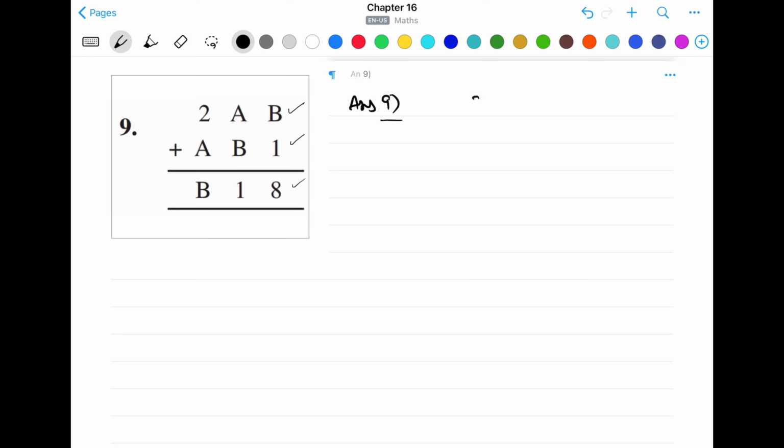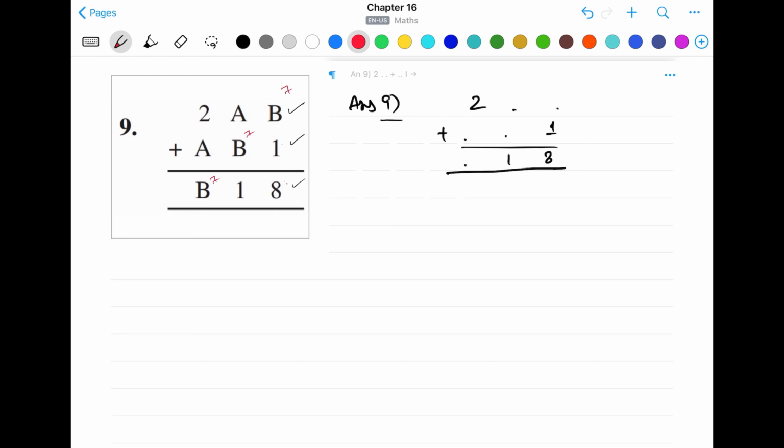Answer number 9. We have 2, then we have a and b added to a, b and 1, resulting as b18. Okay, now simply something is added to 1, so that we get 8 here. That means b is equals to 7. So let's try the 7 here and here also. Okay, so 7 plus 1 is 8.